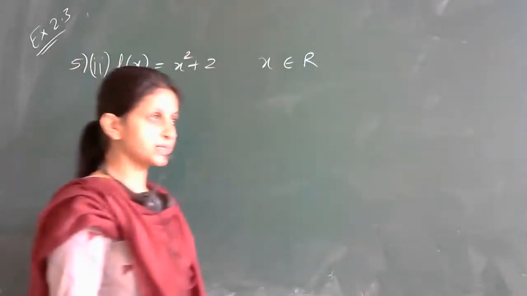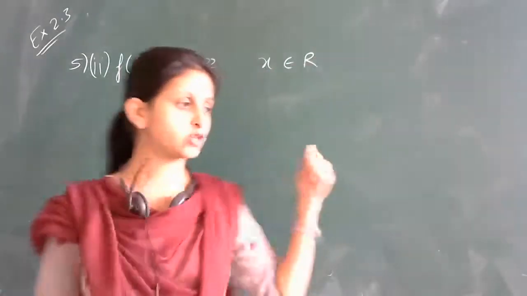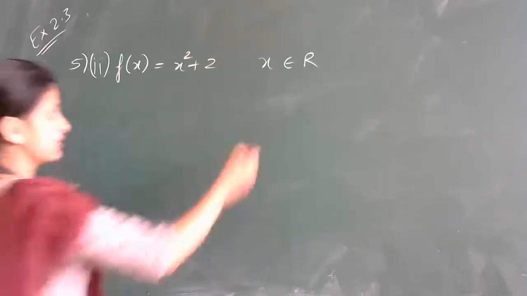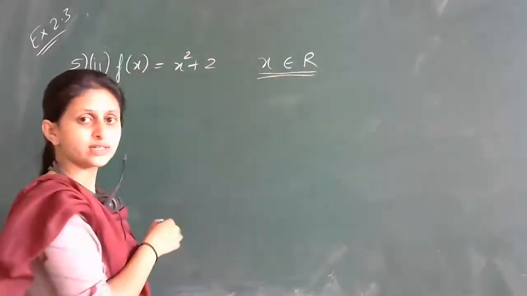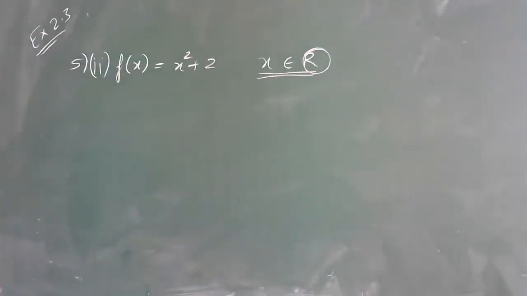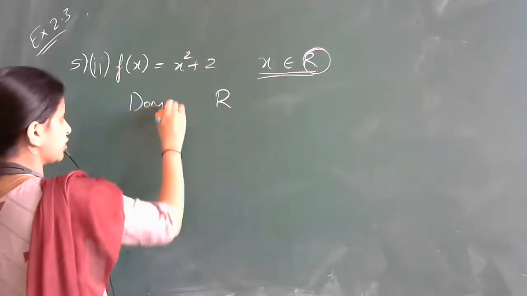Domain is values of x. Codomain range is values of f of x. So what is the domain here? Domain is already given. It is given, right? x belongs to R, values of x. x belongs to R means what is the domain? R. Very good. It is nothing but the set of real numbers. Domain is the set of real numbers. It is given.